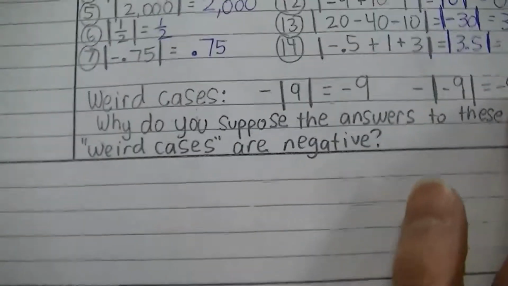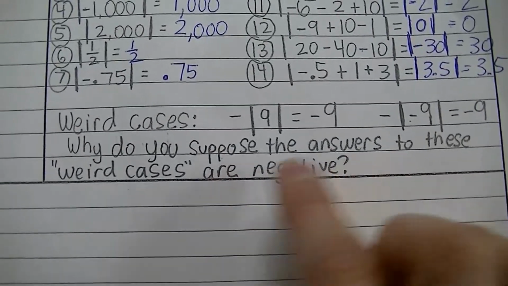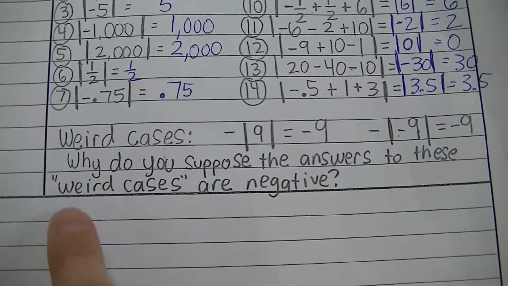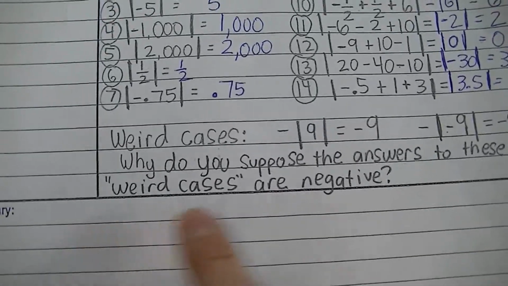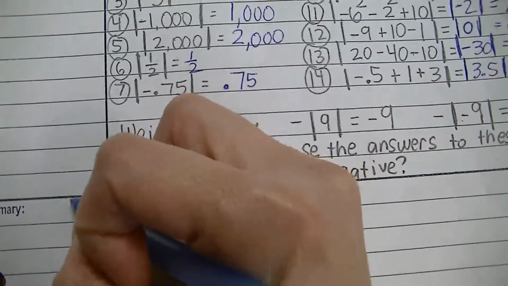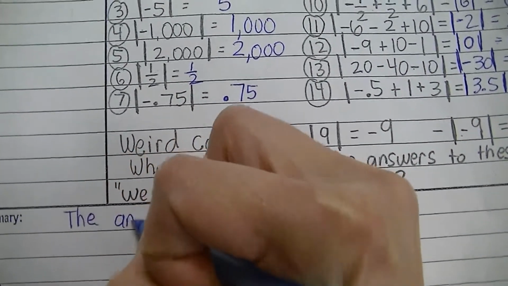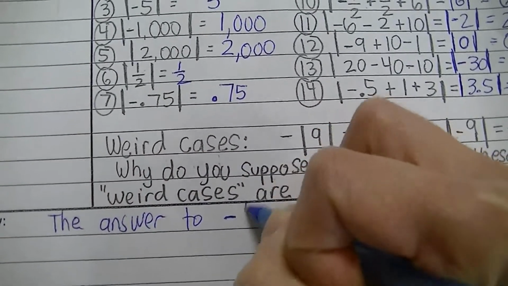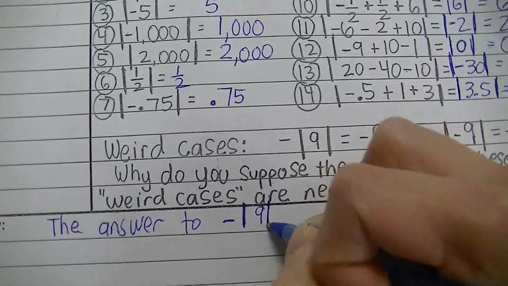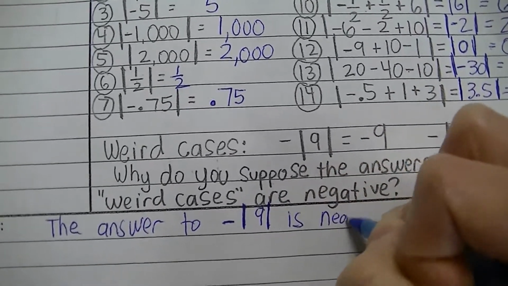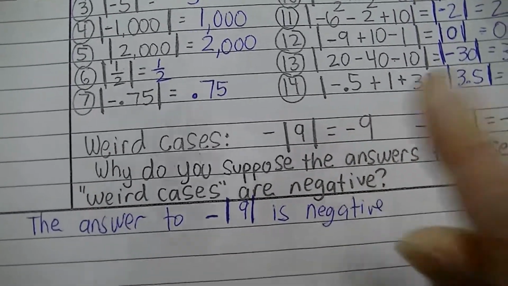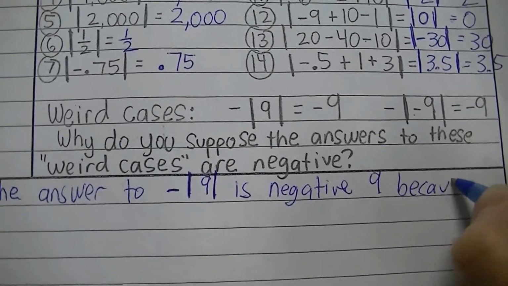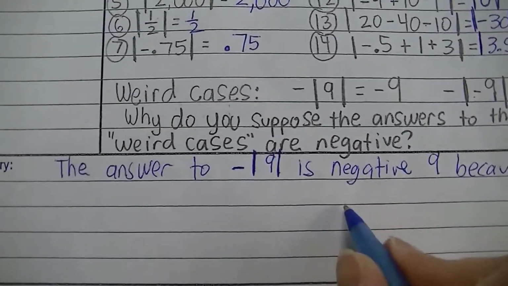Okay? So why do you suppose the answers to these weird cases are negative? And I'm going to go ahead and provide a sentence starter for you, and I want you to finish this up. Okay? So the answer to the negative absolute value of 9 is negative 9. That's the answer. Because, and I want you to finish that sentence right there.